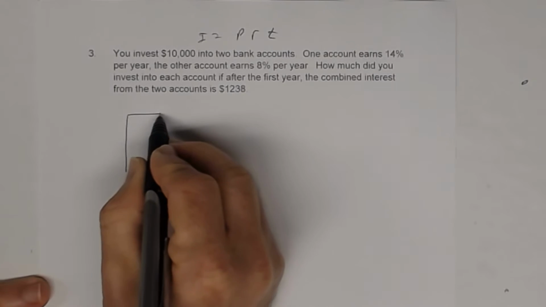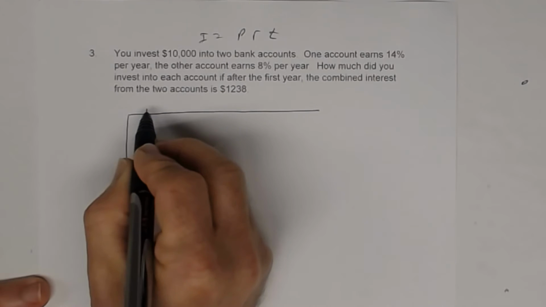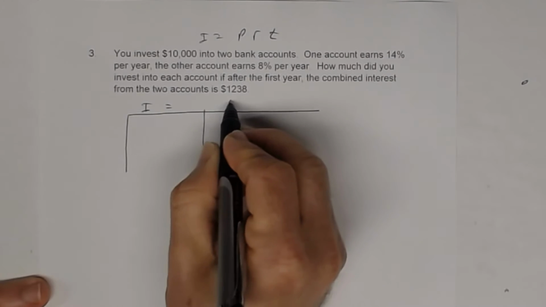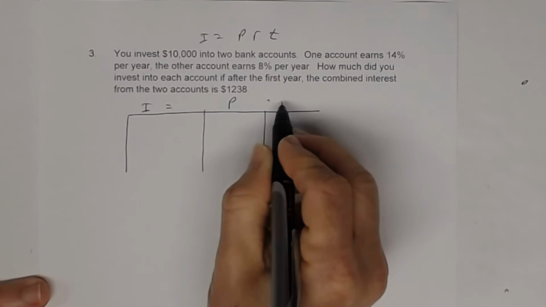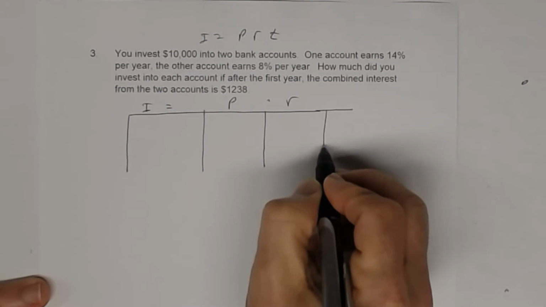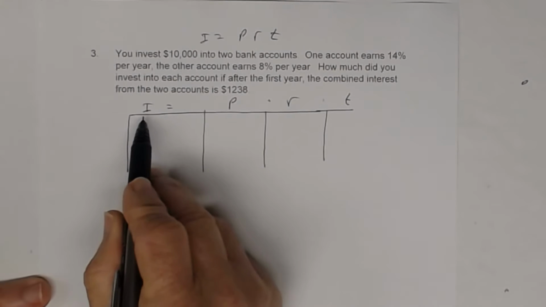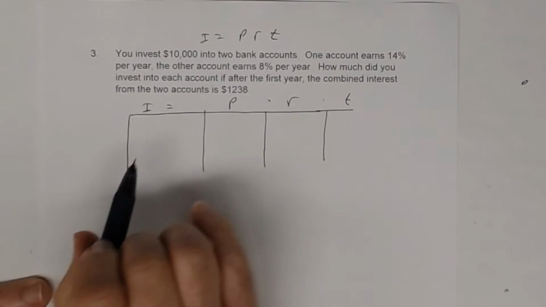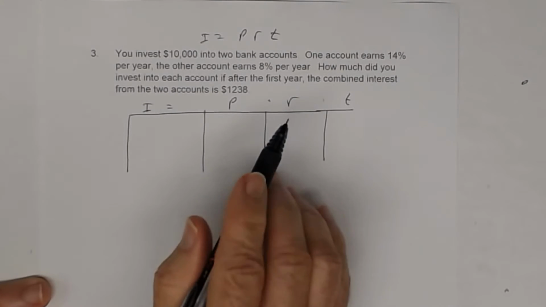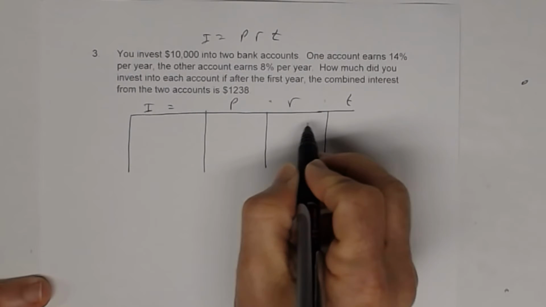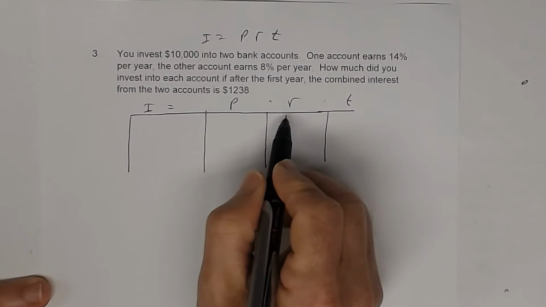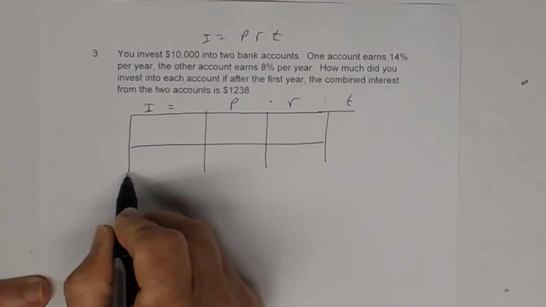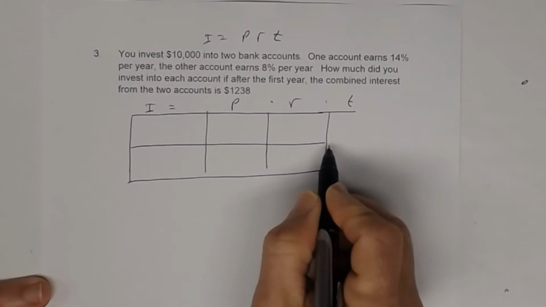I would draw a table just like this, and I know that interest equals principal times rate times time, right? I'm drawing this table because I have two bank accounts. One is at 14%, so that's your rate. Make sure you put that in the right place. So two bank accounts, right? You see what I have here?